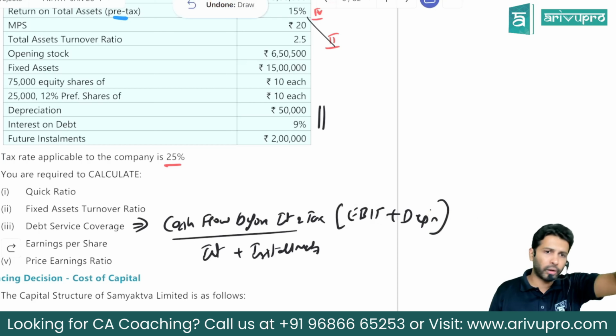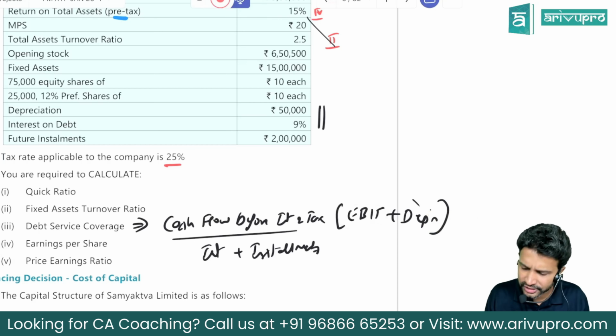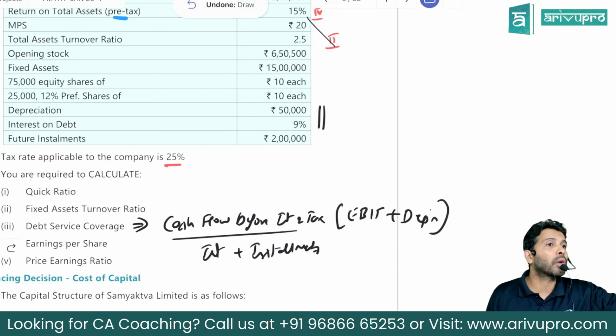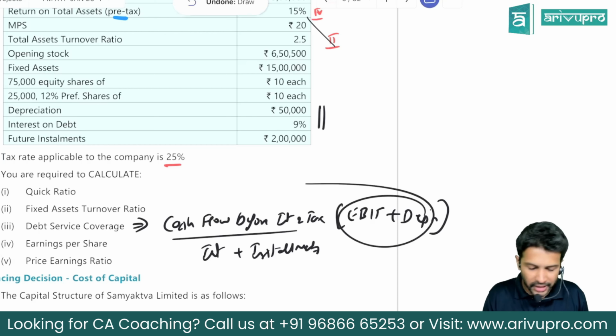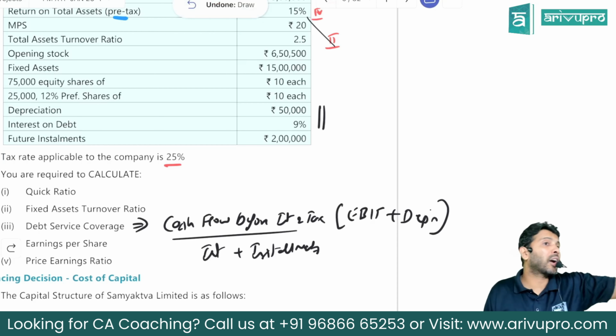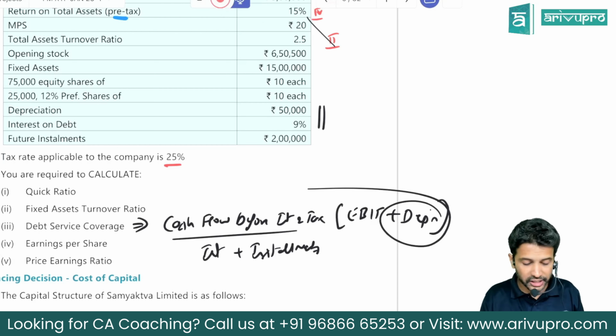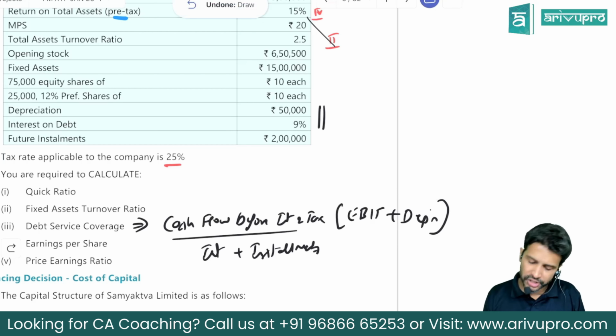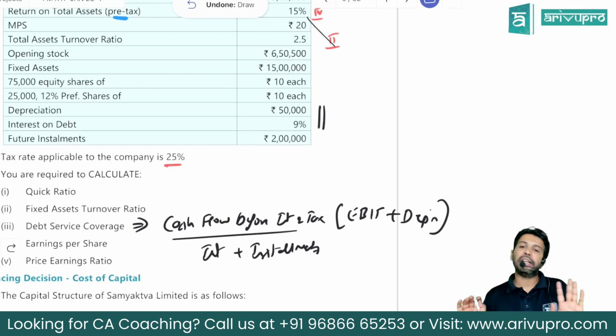You can rework in other ways also, but I think this is a straightforward way to work it. Is that okay with you? Fine. So take EBIT. Since we need cash flow, we have to add back all the non-cash expenditure. Here non-cash expenditure will be your depreciation, divided by interest plus installment.